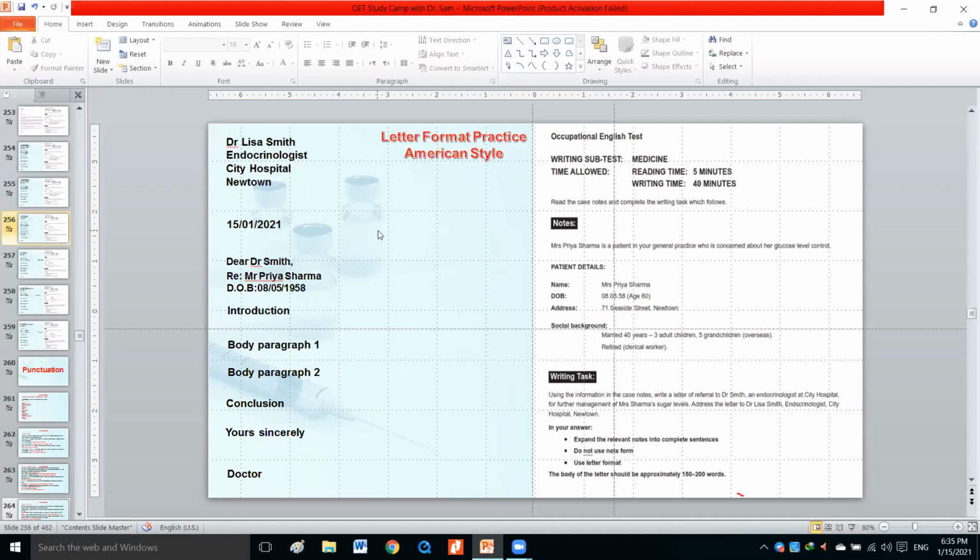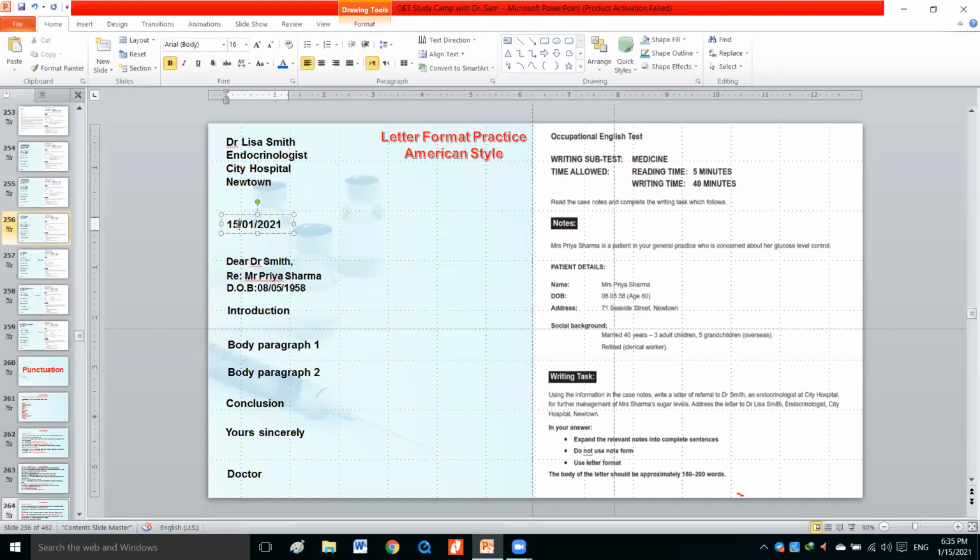The date: we start with the month, then the day. So is it correct? Here we have to put the month first. So it will be January 15. First of all January, then 15, 2021.